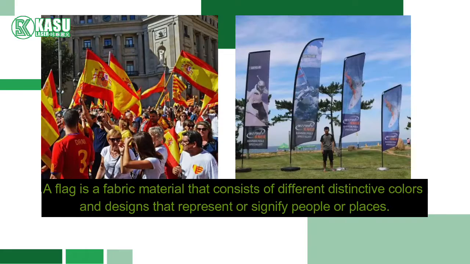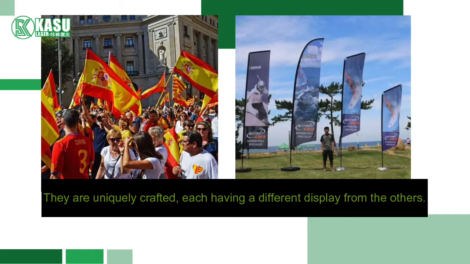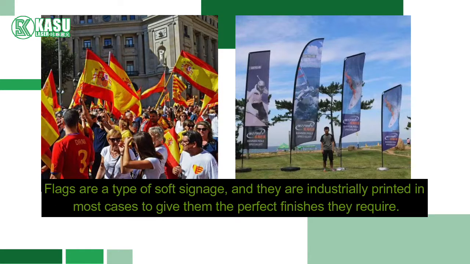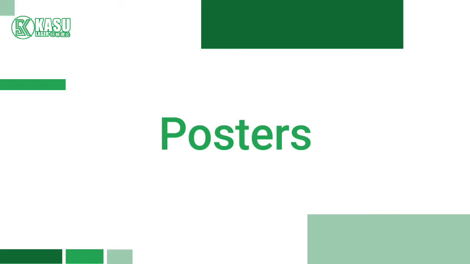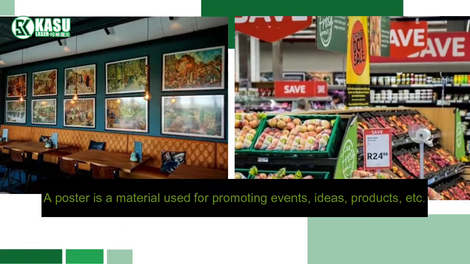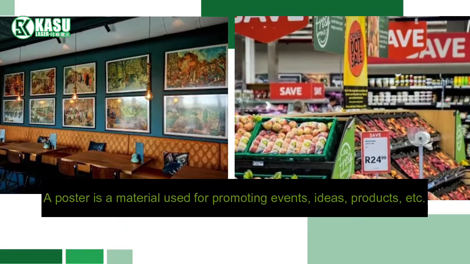Flags. A flag is a fabric material that consists of different distinctive colors and designs that represent or signify people or places. They are uniquely crafted, each having a different display from the others. Flags are a type of soft signage, and they are industrially printed in most cases to give them the perfect finishes they require. Poster is a material used for promoting events, ideas, products, etc.